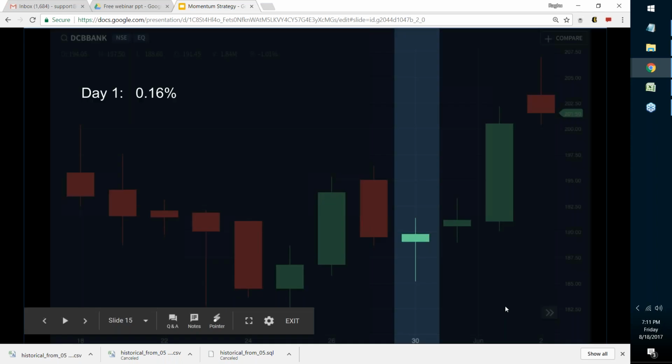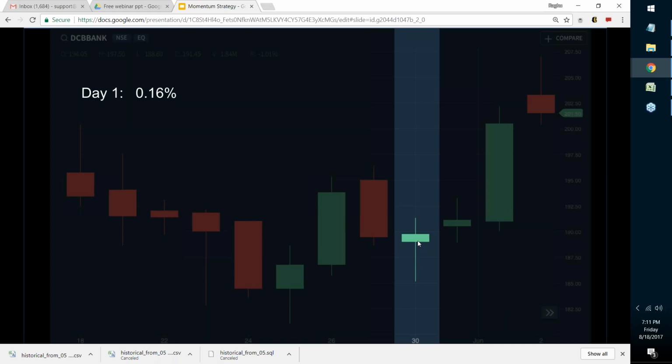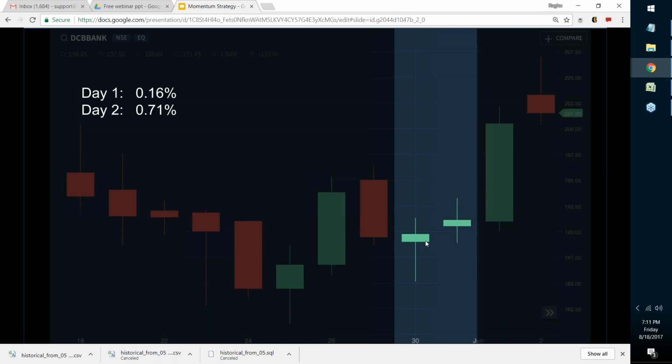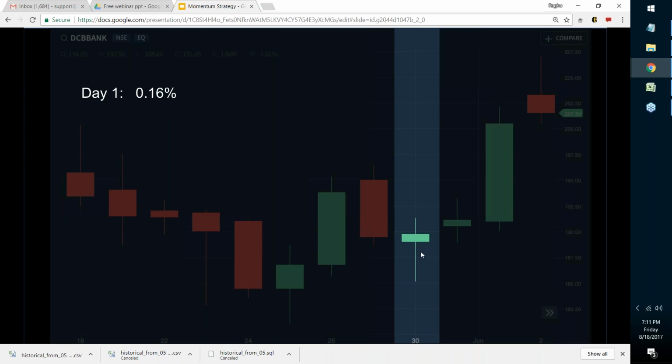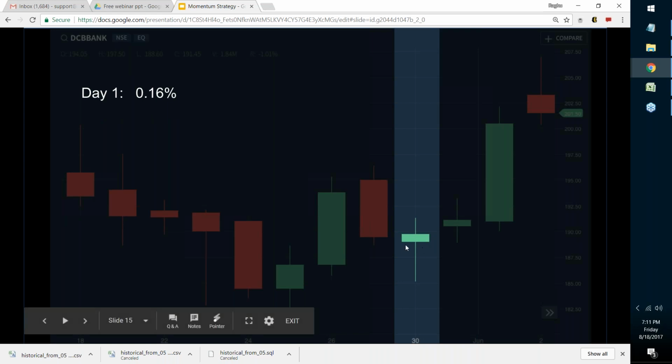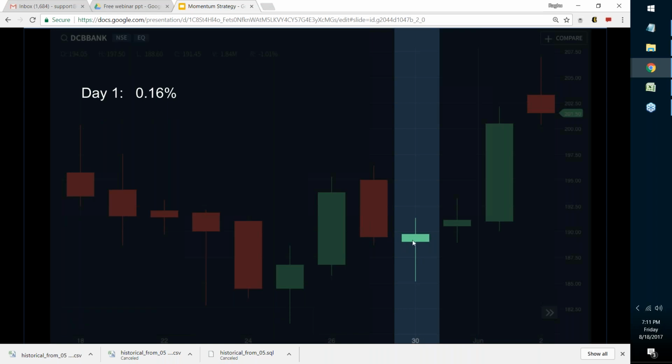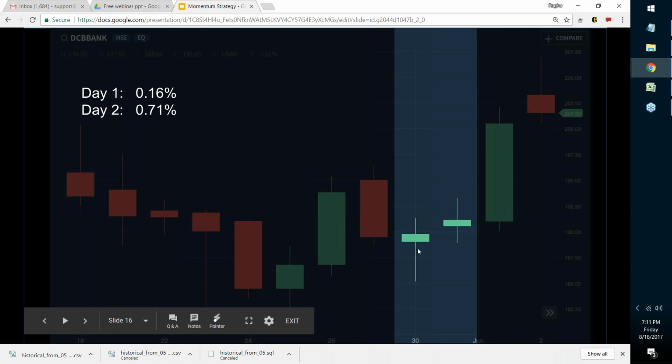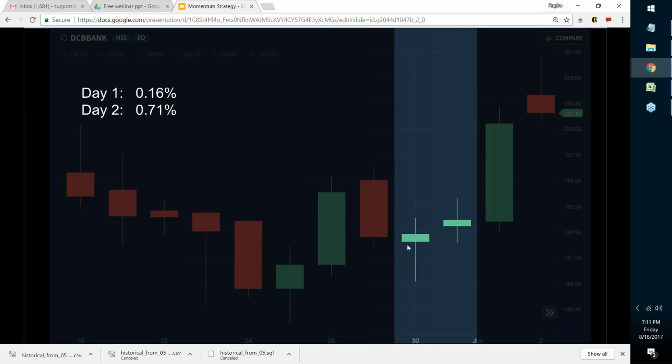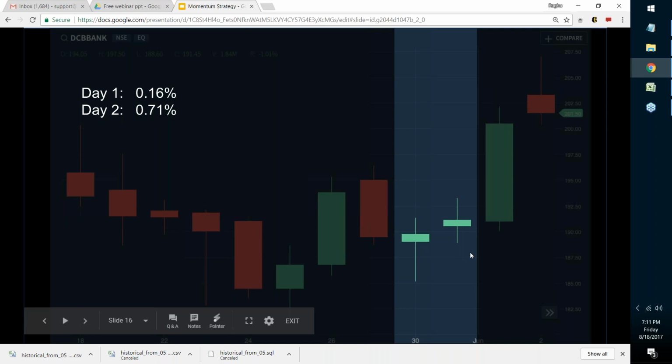This is DCB Bank. All right, so this is day one. This is day two. So once again, if I go back to day one, we can see that the difference between the closing prices is positive. So the stock has ticked upwards between the previous day's close and today's close. And in day number two, the closing price is not only higher than the closing price of day number one, but the difference is higher. So the difference between the closes is increasing.